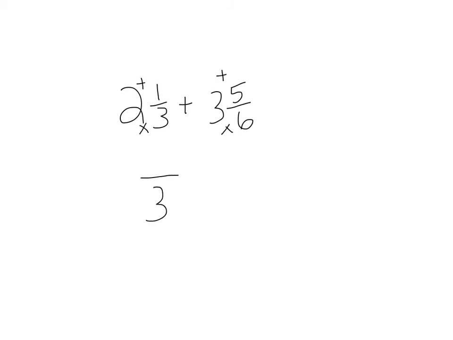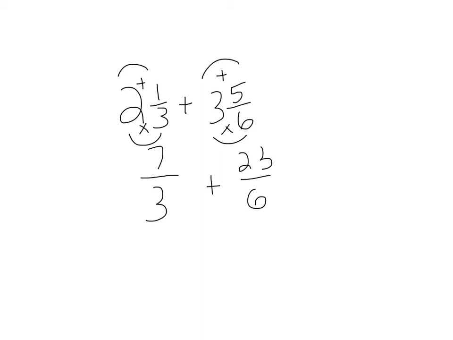To solve the problem, 2 1/3 plus 3 5 over 6, you have to multiply and add, and you bring down the denominators. So 3 times 2 plus 1 is 7. 6 times 3 plus 5 is 23.